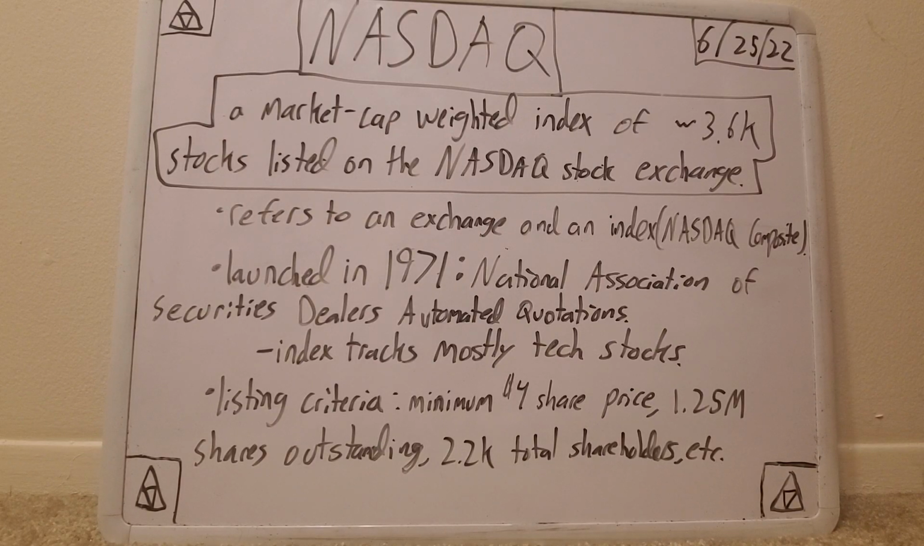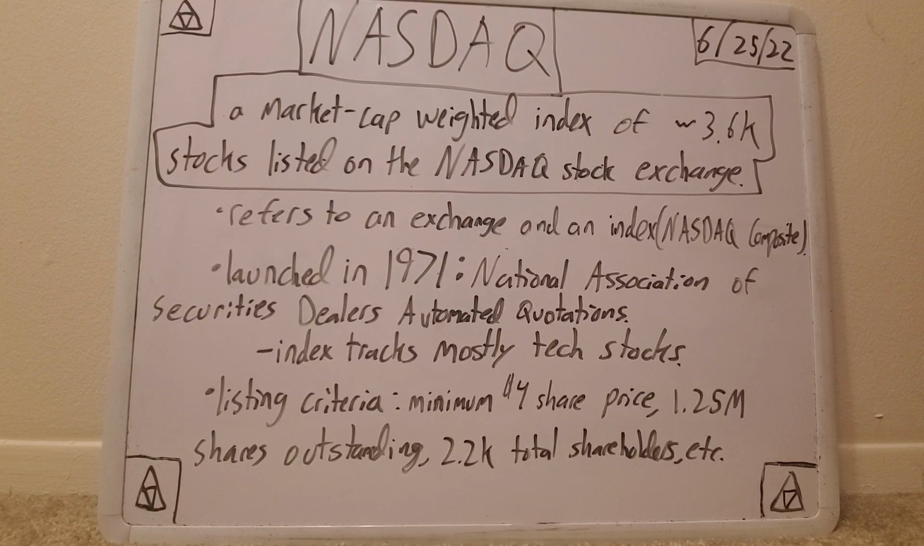And within the NASDAQ index, it tracks mostly tech stocks. So this is going to be your Apple, Microsoft, Facebook, which is now called Meta, but mostly it's going to be tech stocks within this index. However, there are a couple other sectors that are within the NASDAQ, such as consumer discretionary and healthcare. Those are the two other larger ones, but by far the largest sector within the NASDAQ is the technology sector.